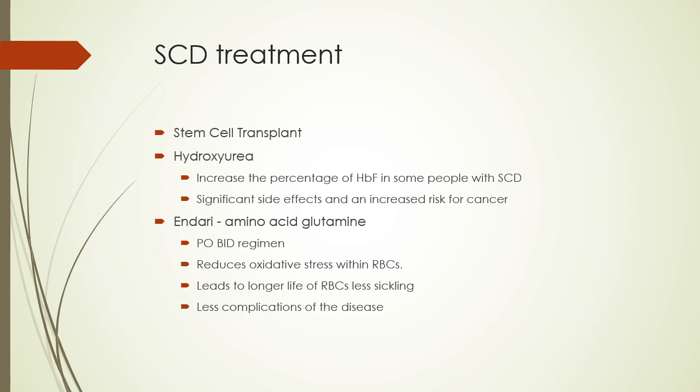So patients who take this drug will develop red blood cells that live longer instead of 16-20 days, typical of sickle cell. They may live almost the actual lifespan of red blood cells. And again, they will have less sickling, which will reduce the complications of the disease. And this is concluding the sickle cell disease segment of this lecture series.